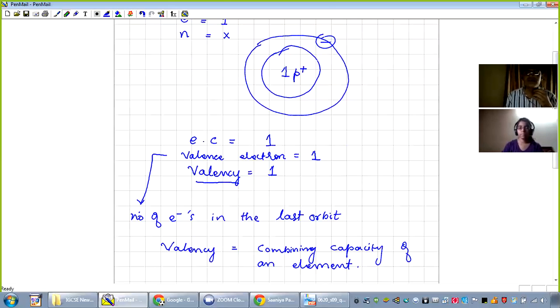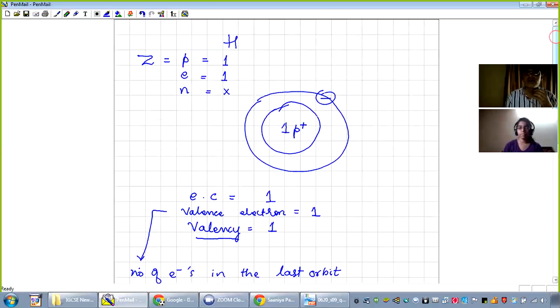Now in the first orbit, as we have done before, how many electrons maximum can be placed? Maximum 2. Correct. First orbit can have maximum 2. One electron is already there. How many more electrons are required to make the orbit full? One more electron is required. Therefore, its valency is 1. So it's how many electrons are needed to make it full.